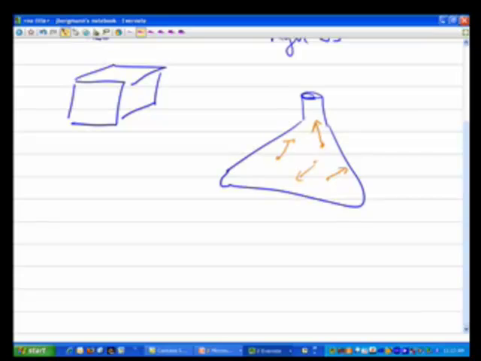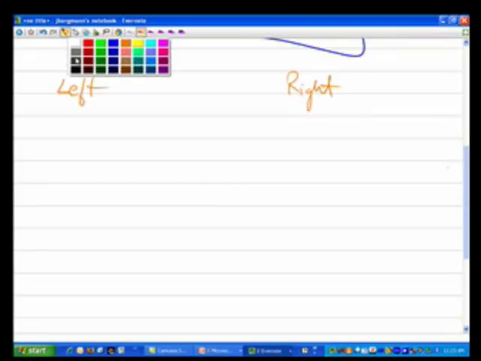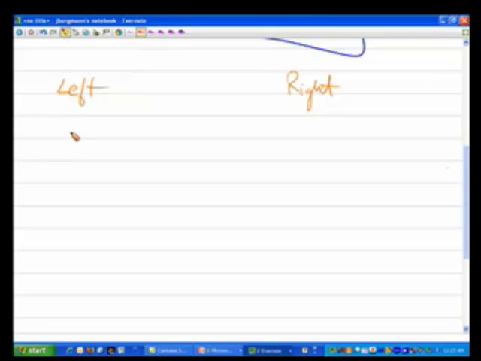So let's think about this. We've got our two chambers here. Let's just say the left side and the right side, right? Let me change colors here. So on the left side, we could have A, B, C, and D. That didn't go very well. Oh, well. That's one option.